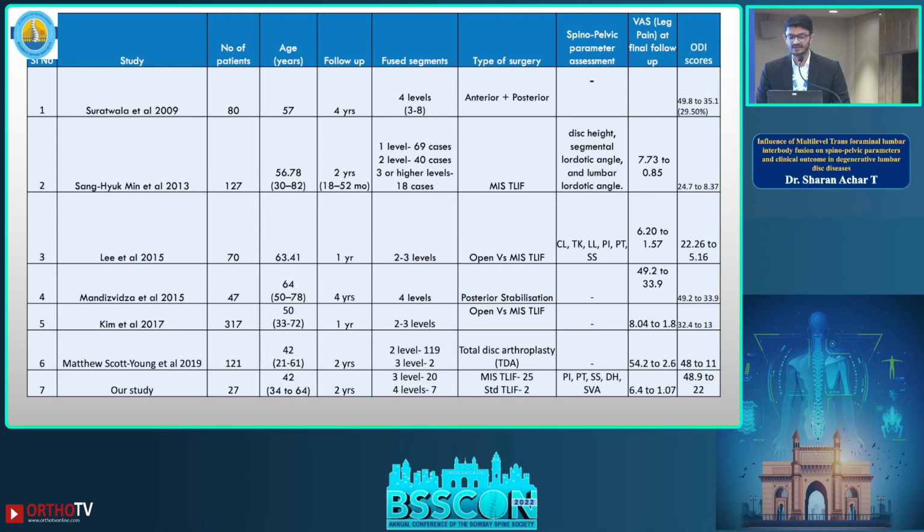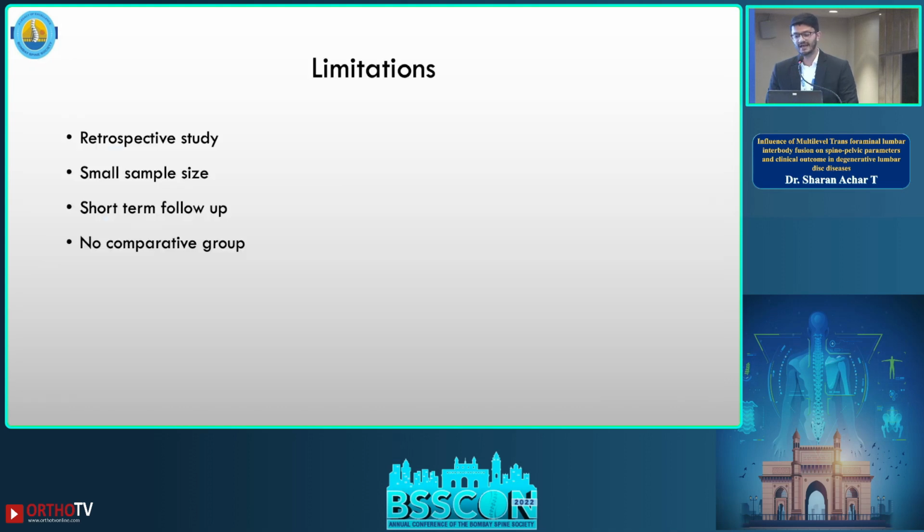This is a comprehensive chart of review of literature of other studies which have documented multi-level fusion surgeries. Our study is unique, where we have taken into consideration both the spinopelvic parameters and the functional outcome. The limitations are that it's a retrospective study with a small sample size, short follow-up, and no comparative group.